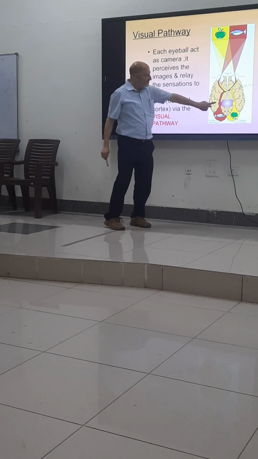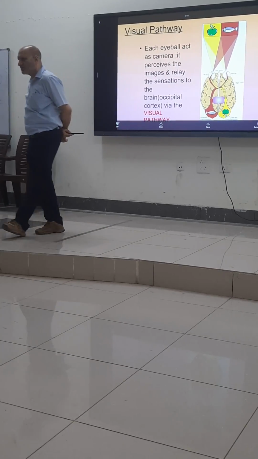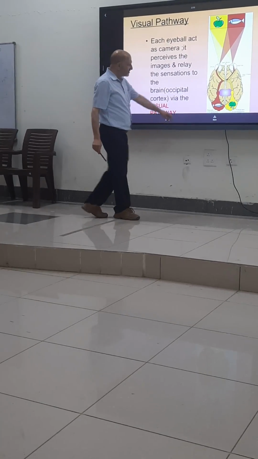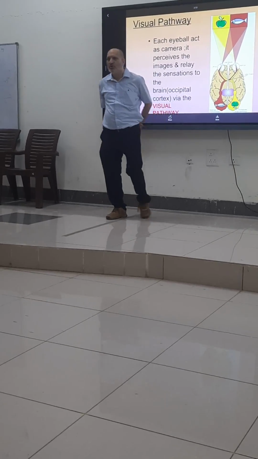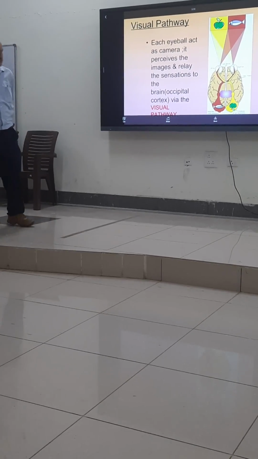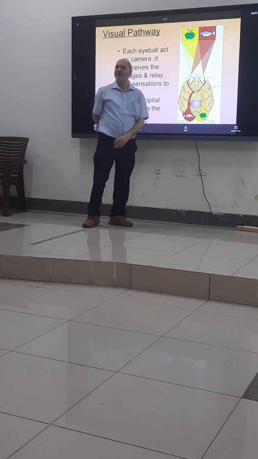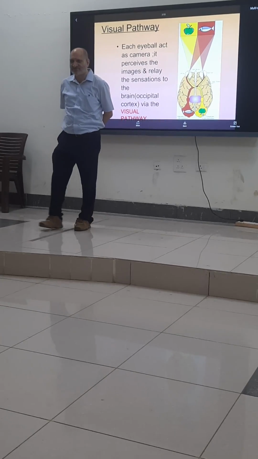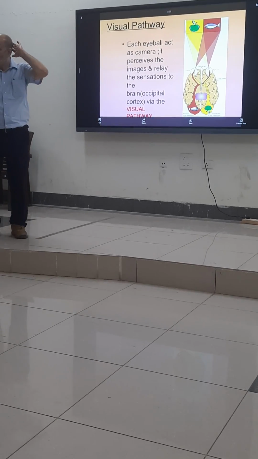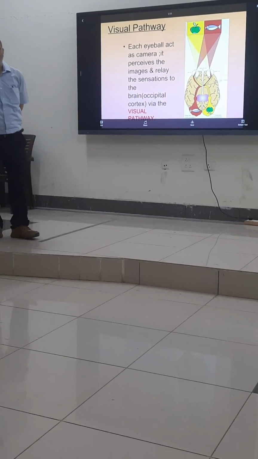The optic tract goes posteriorly. This is the LGB, the lateral geniculate body. From the lateral geniculate body, it goes back and forms what? The optic radiation. Where do the optic radiations go? They go to the visual cortex. Where is the visual cortex? The medial aspect of the occipital lobe.